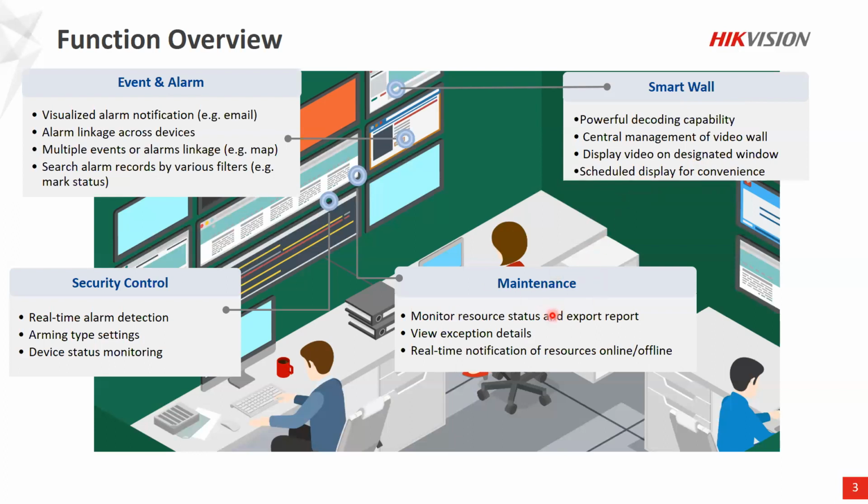Then on the maintenance side, monitoring resource status and exporting reports, obviously, if we want to. View exception details. So anything that went wrong, we can see what information we can get from there. Typically a camera that's offline, click on the offline event and it'll show us exactly which camera is offline, which NVR is offline, what network issues we have and so forth. And then real-time notification. So we can also send notifications on that. All right, let's carry on.